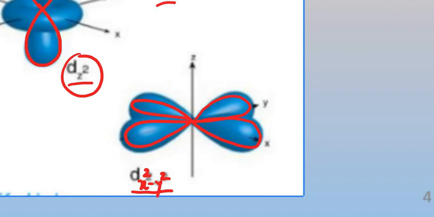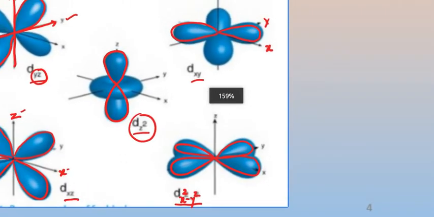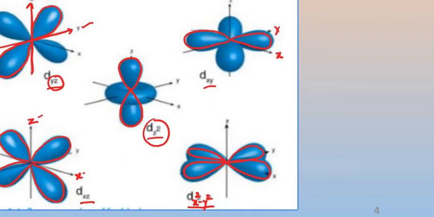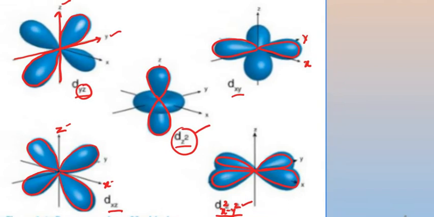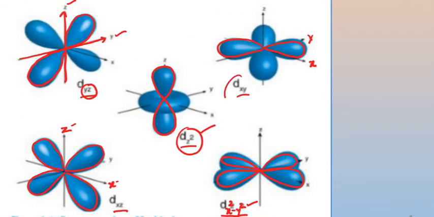Remember students, the two orbitals which are present along the axis are dz square and dx square minus y square. Whereas the remaining ones, that is dxy, dyz, and dxz, have the lobes present between the axes.